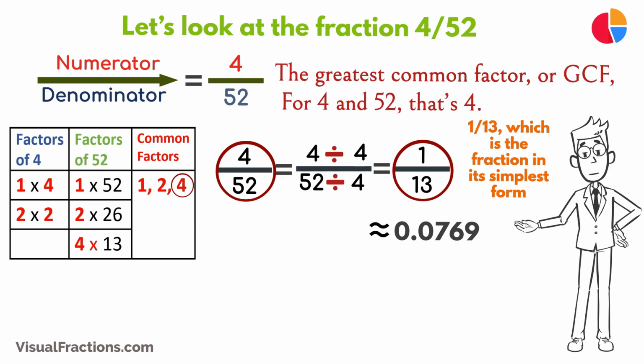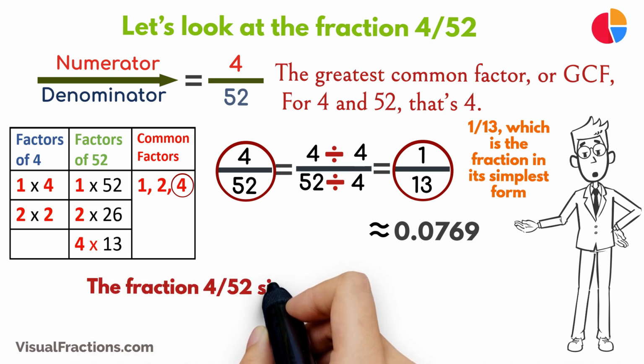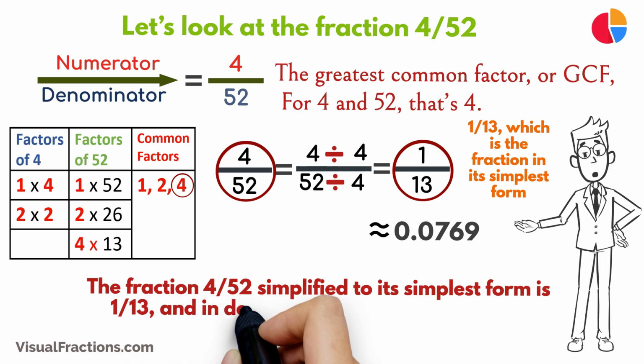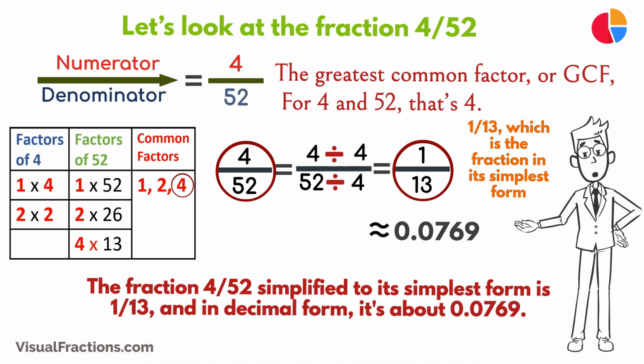So, there you have it. The fraction 4/52 simplified to its simplest form is 1/13, and in decimal form, it's about 0.0769.